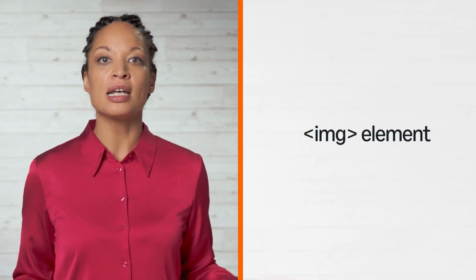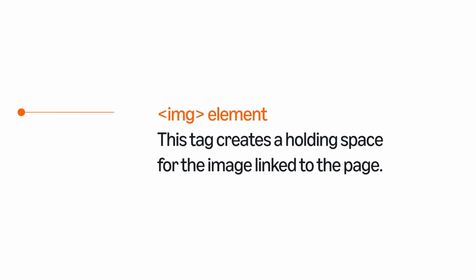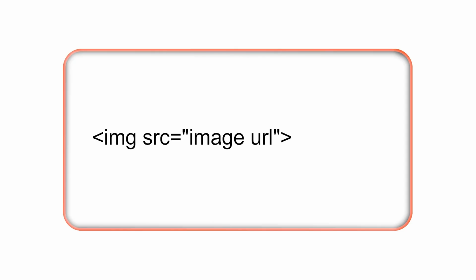You use the img tag element to do this. The img tag HTML element embeds an image into the document. This tag actually creates a holding space for the image linked to the page. This is the basic syntax for the img tag. Here, src is the mandatory attribute, specifying the URL of the image to be displayed.